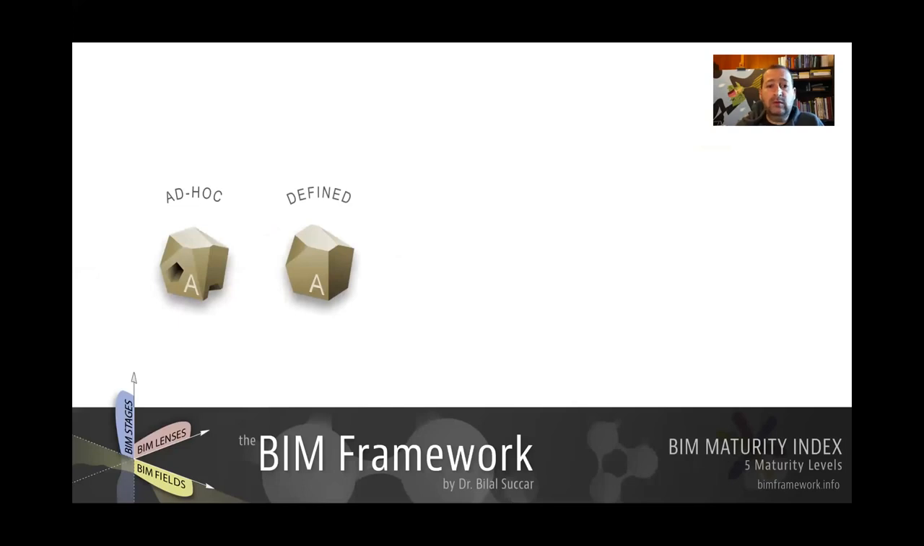If we go up one level to level B, or defined, a company has a defined approach to BIM training, for example, it's got a training manual, a training plan, a training program. Then that level of maturity is considered to be higher than ad hoc, and we call that defined. Defined really refers typically to the availability of written requirements, written procedures, programs, etc.